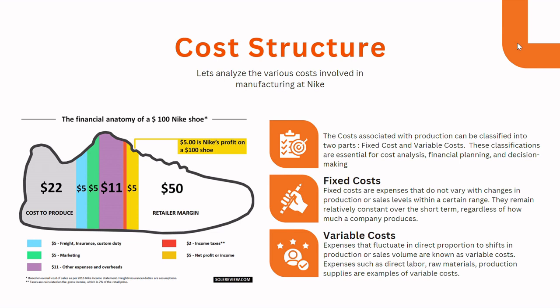The cost associated with production can be classified into two parts, which are the fixed cost and the variable cost. The fixed costs are expenses that do not vary with changes in production or sales level. These are the costs which the firm incurs even if they don't produce anything. Then there are variable costs. These are the expenses that fluctuate in direct proportion to shifts in the production or sales volume. Expenses such as direct labor, raw material, and production supplies are examples of variable costs.